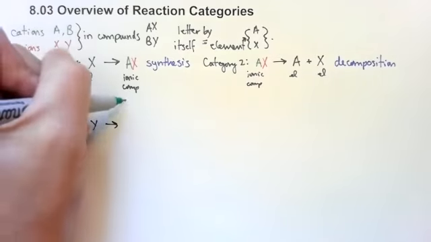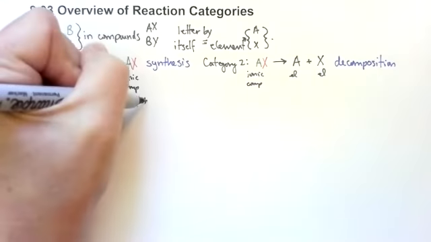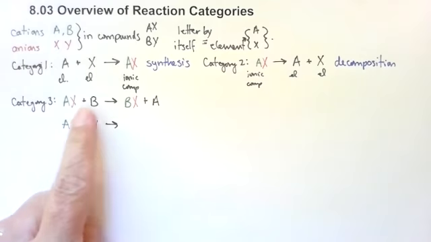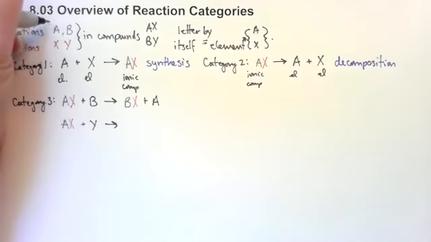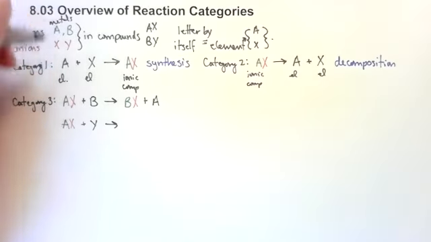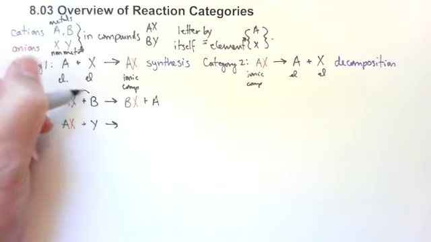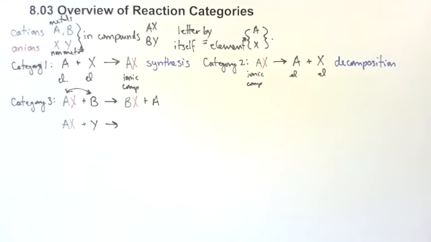All right, did you say BX plus A? Remember, cations are always metals. So if you react this with another cation, these are going to be metals. These are going to be nonmetals. There'll be a displacement between the cations.